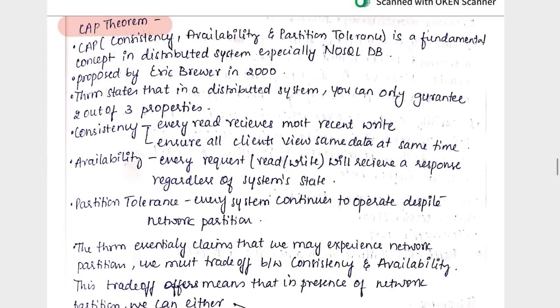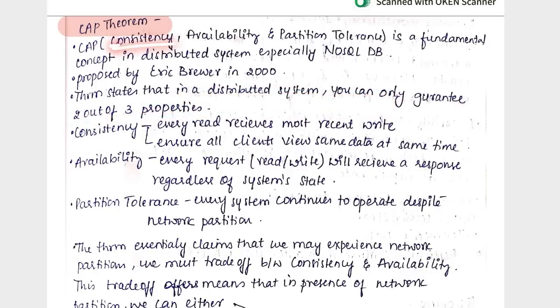Moving further, we have the CAP theorem. The CAP theorem was proposed by Eric Brewer in 2000. The CAP theorem is an important question. It could be asked for 10 marks. You have to draw a diagram and then explain it accordingly. The CAP theorem states that in a distributed system you can only guarantee two out of the three properties.